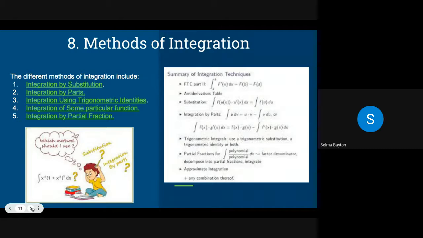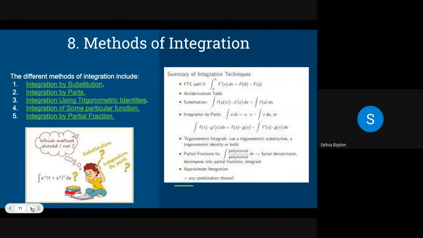Thirdly is the integration by using the trig identity. It allows the integrals to be written in an alternative form, which is much easier to integrate. So we use, and then we're going to use a U substitution. Fourth is the integration of some particular function.